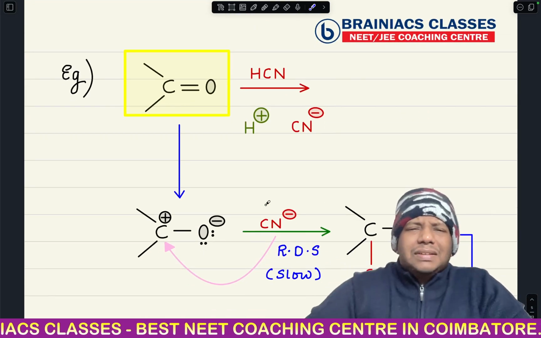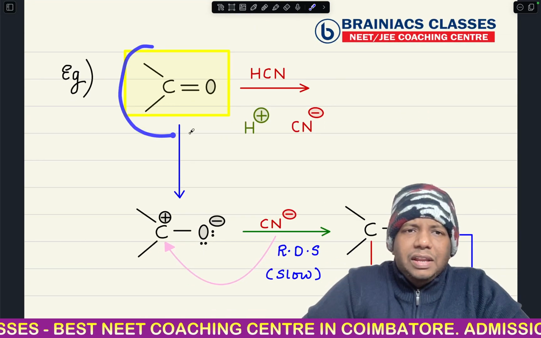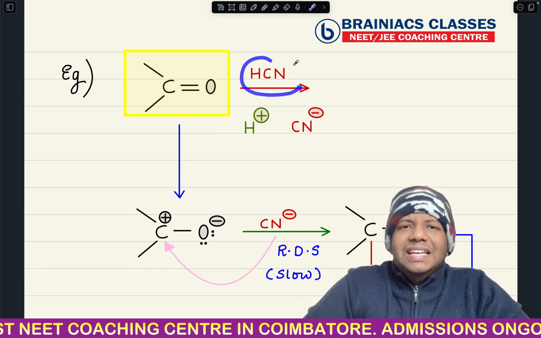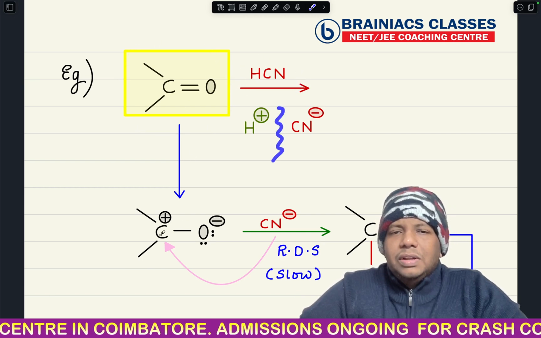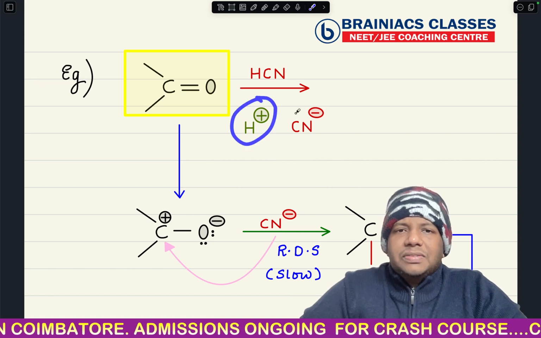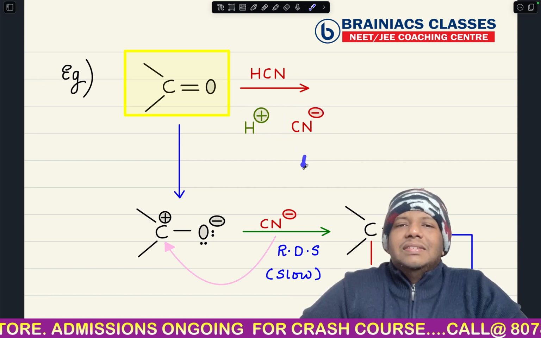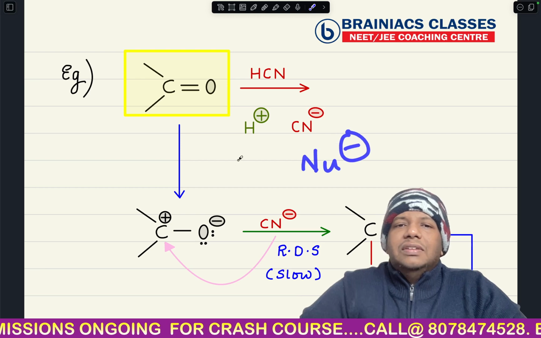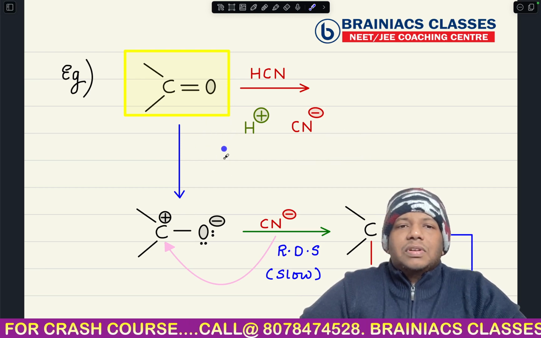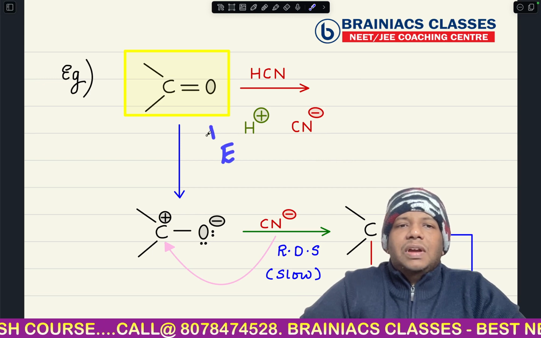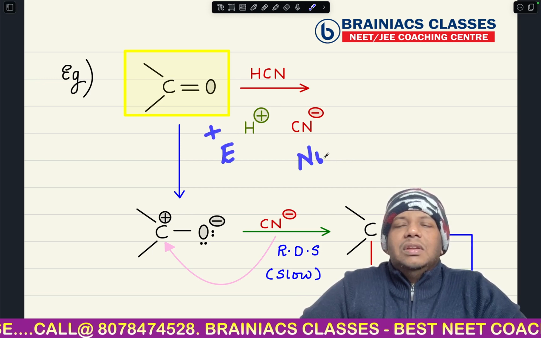Now I am giving a simple example. This can be an aldehyde or a ketone. Now it is reacting with HCN. Very important reaction. So HCN will undergo heterolytic bond fission, forming H plus and CN minus. Now I can easily say this is my nucleophile and this is my electrophile. Correct? Again, one more time, this is my electrophile and this is my nucleophile.